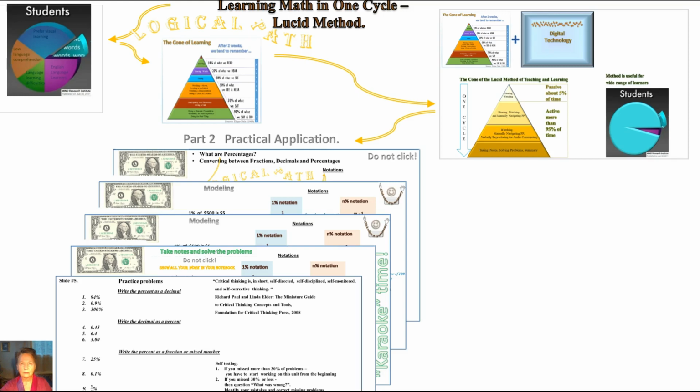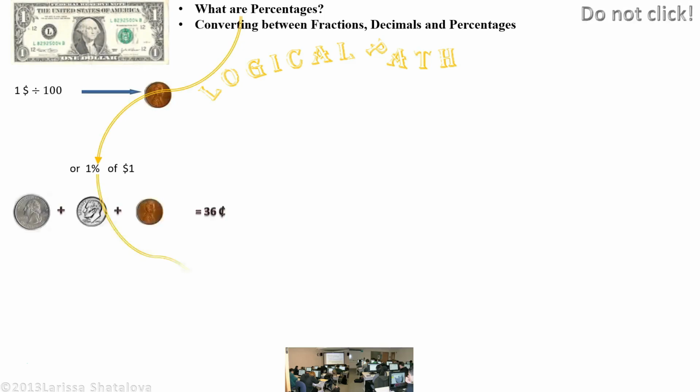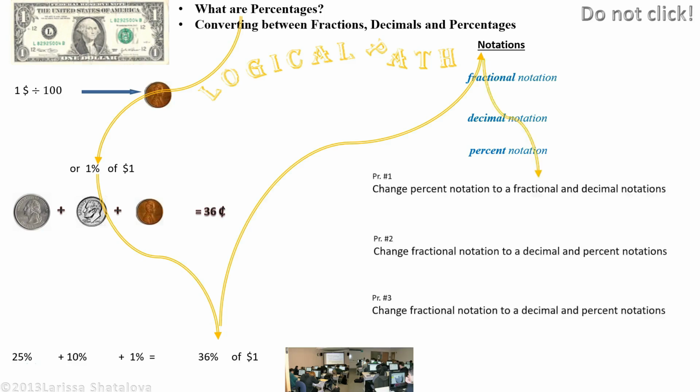Now, the practical approach. Our logical path for the unit percentage: we will start from the definition of 1%. Then we will move to the situation where we will have more than 1%. After that, we will look into options for how we can show percentages using different notations. And then, finally, we will talk about how to convert one form into another.